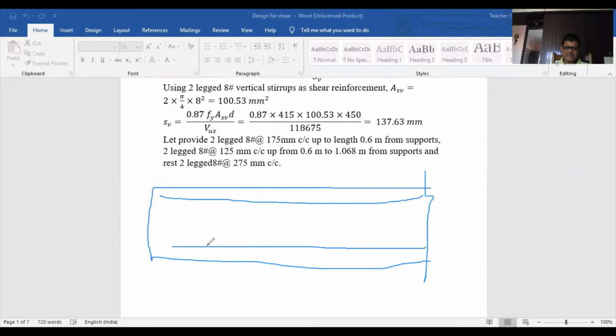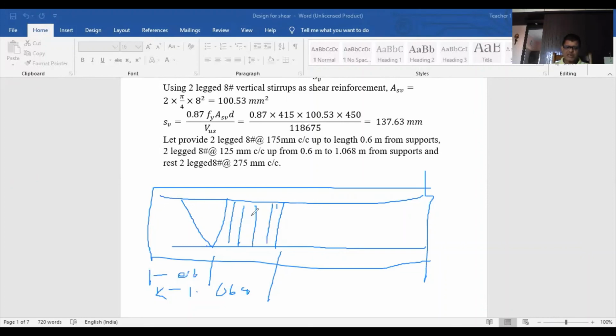Now at 0.6 meter, you have the bars bent up. So this is your 0.6. This distance is 0.6 or whatever value is given, and then up to this point it is 1.068, 1.098 or something. What we have found is 1.068. Now between this portion to this portion, you provide only the stirrups at 125 millimeter center to center.